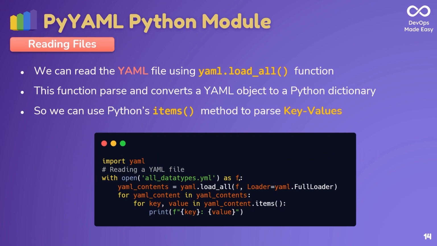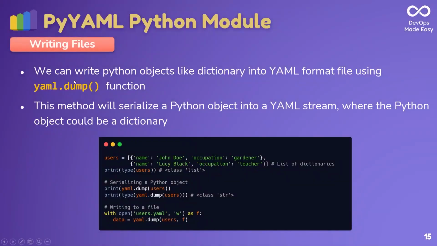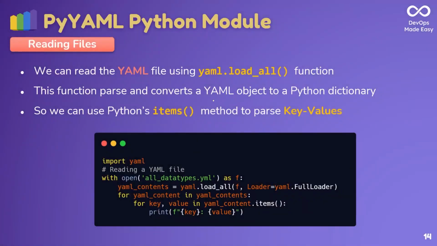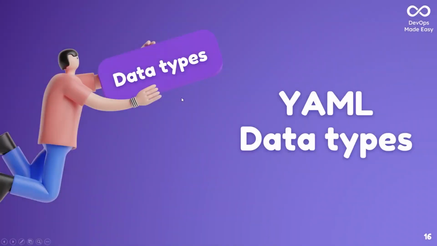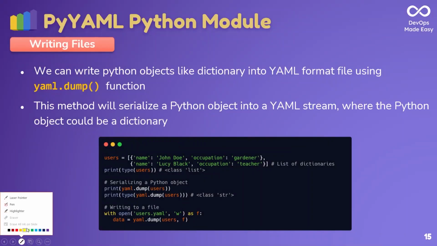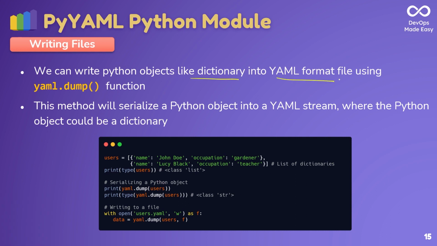Okay, and that is about reading the YAML files, and we can also write the YAML files using the Python PyYAML module. The first process is converting the YAML objects into a Python dictionary. The next operation, that is writing operation, is simply a reverse of the earlier operation, which is converting a Python dictionary into a YAML format.